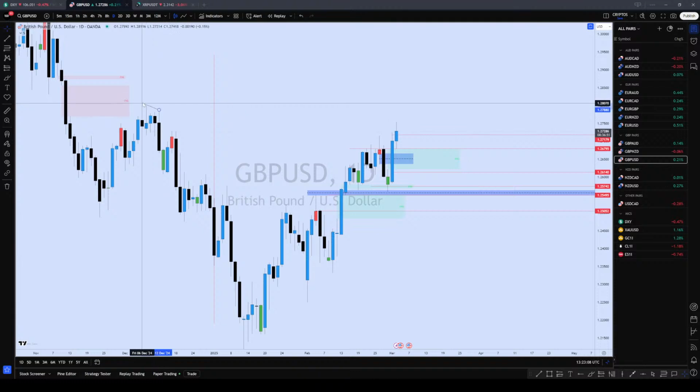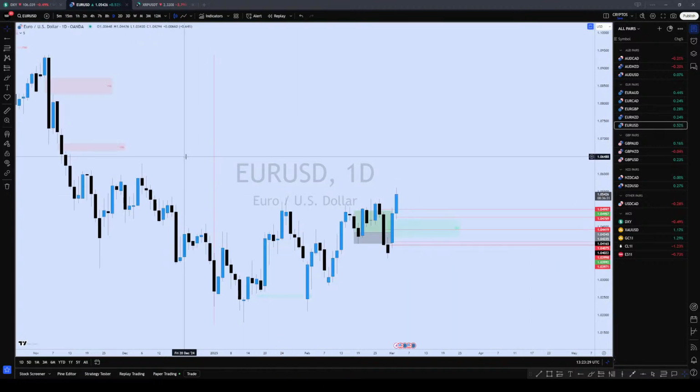It's too clean. So I'm expecting price to go and take out that high. Right? So look for buying British pound. Buy British pound. Next one is euro. Euro, we will eventually take out this high. Price is gonna go for that.